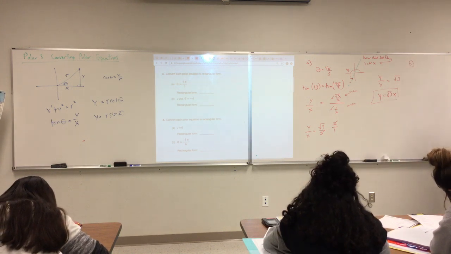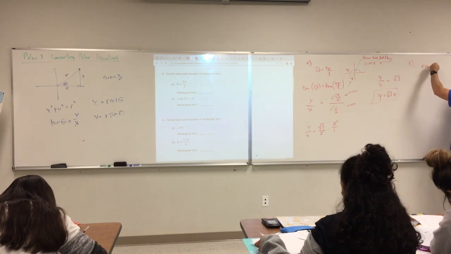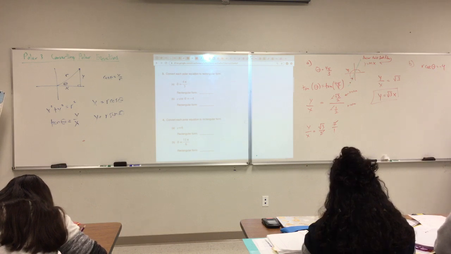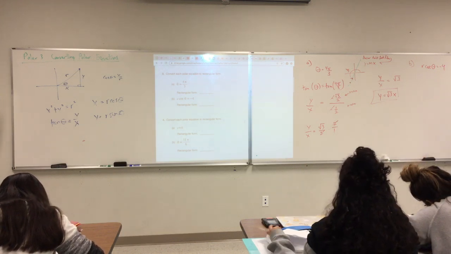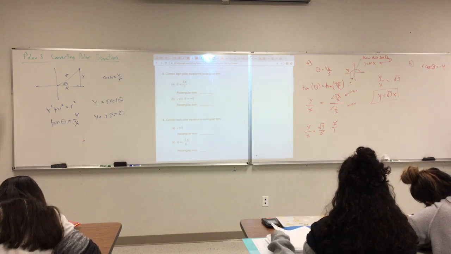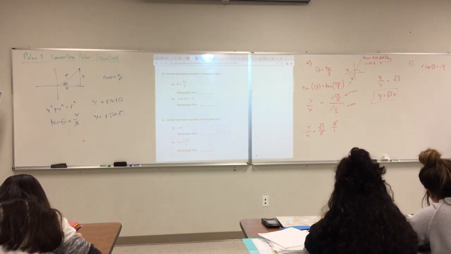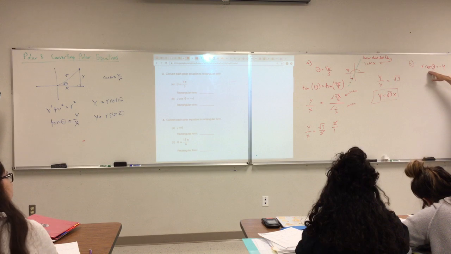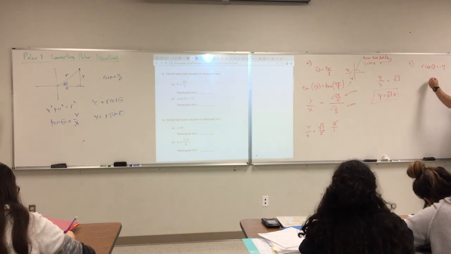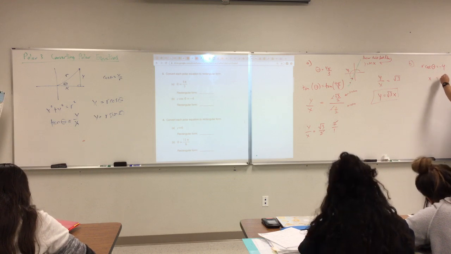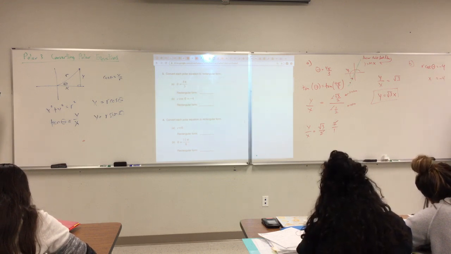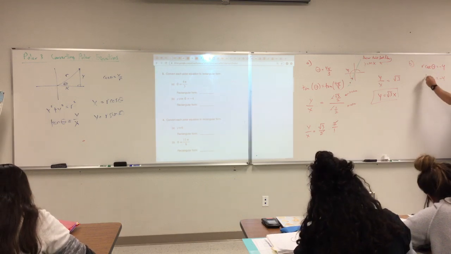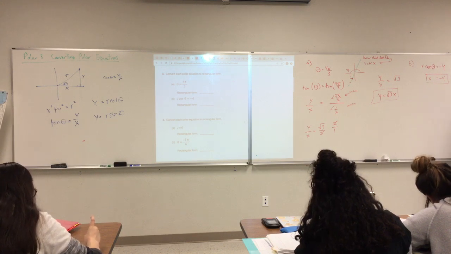Part B, r cosine theta equals negative 4. Do we see anything for r cosine theta on that left-hand side? Trey, what do you see? Yep. It's x. This is the polar equation. This is the rectangular equation. That was nice.